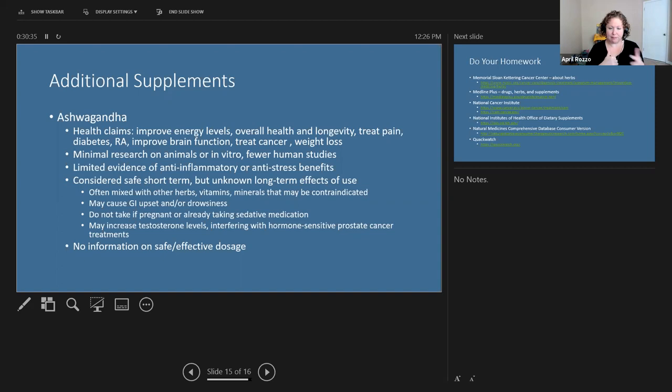It might increase testosterone levels. So if you have a hormone-sensitive prostate cancer, this could potentially interfere with your treatments. So again, really important to talk to your doctor before doing something like this. And again, this is another supplement where we don't really have information on a safe or effective dosage. So if you were to have a visit with me and ask if you could take ashwagandha, I wouldn't be able to tell you how much to take to get the benefit or to make sure that it was safe for you.